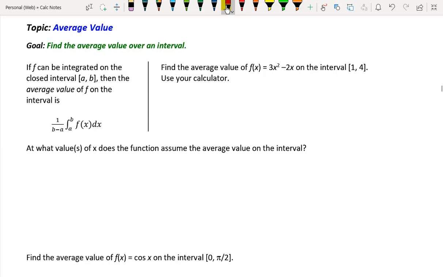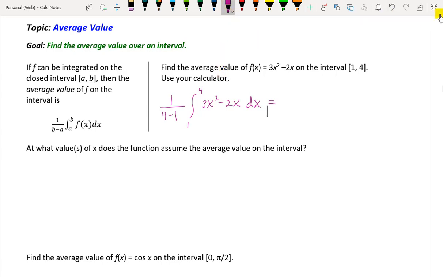It will give us the average value of the function over that interval. So if we look at the average value of f of x equals 3x squared minus 2x, we want the average value over the interval from 1 to 4. So we're going to go from 1 to 4 of the function itself, 3x squared minus 2x dx, and then to find the average, we simply multiply by 1 over 4 minus 1. Obviously that's 1/3. We're going to do this one in the calculator.